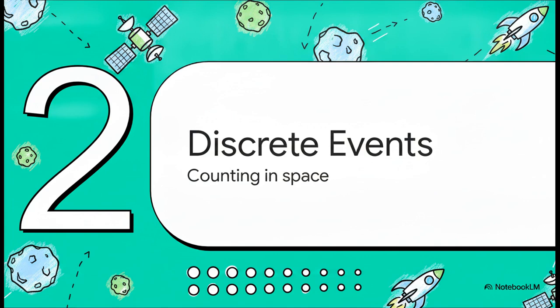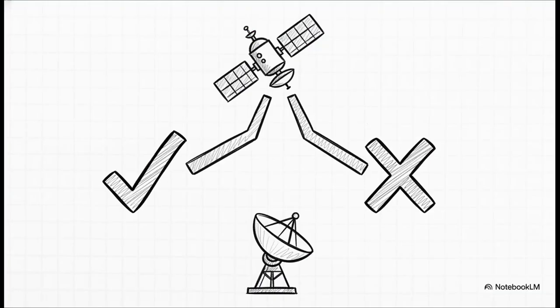Moving right along to section 2, discrete space events. Enter the Bernoulli distribution. This is our absolute simplest building block. It describes a single experiment with only 2 possible outcomes. It is strictly binary. We're talking success or failure, working or failed, detected or not. Just imagine a ground station trying to pick up a single data packet from a satellite. It either successfully gets it or it doesn't, no in between.